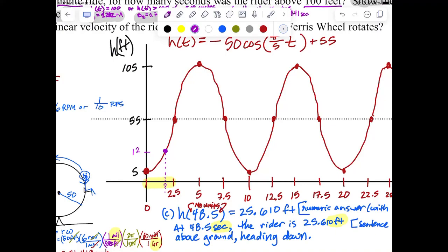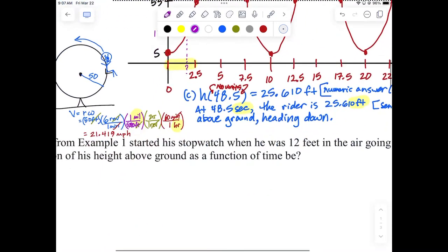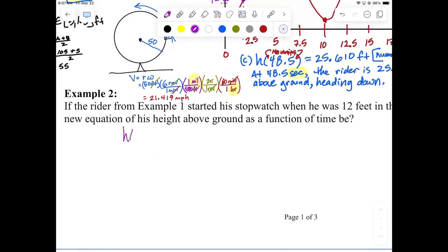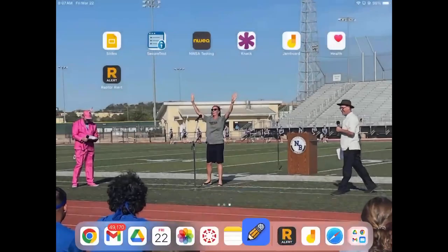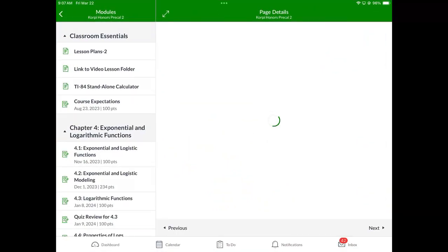Okay? So how can I figure out the time where it was 12? Well, all I've got to do is take my original equation from part A. Let's do it down here in part B. I'll take my original equation, and I'll set it equal to 12. Now, I do need to pull up my calculator for this. Let's see if it loads. There it is.